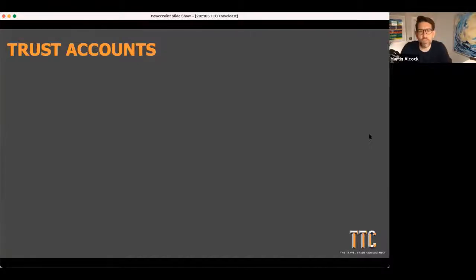To spend a bit of time looking through trust accounts. I suppose the general issue that we tend to come across is that trust accounts mean very different things to very different people, and they are very different structures depending on what that trust account is looking to cover.